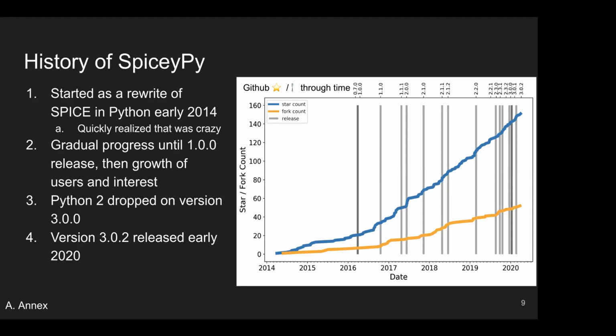I can't see the full graph because of the pictures of everyone on the side here. Oh, there we go. And you can see through time, the releases of SpiceyPy, various versions, are these great vertical bars. And I've seen pretty linear growth, which is great for this library. So we're at like 150 stars or so on GitHub, and maybe 50 or so forks. And that's just an indication of broad interest by people in general.